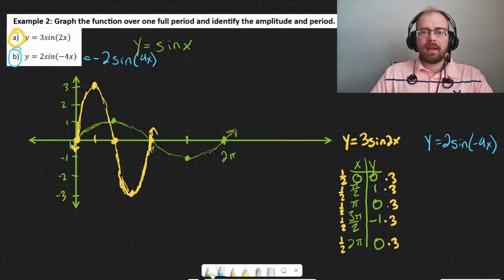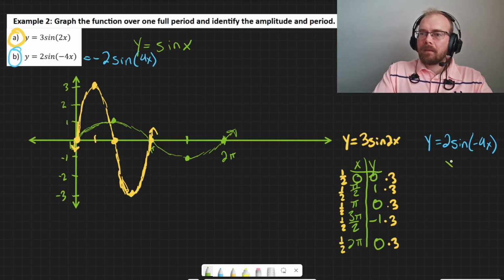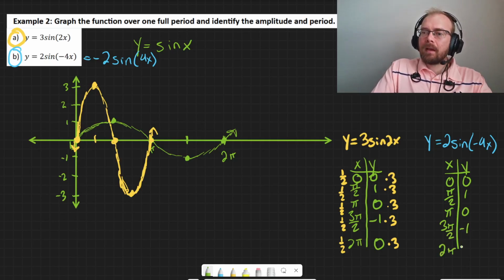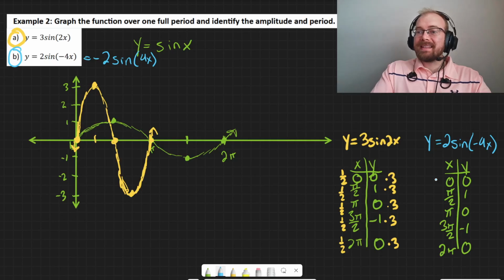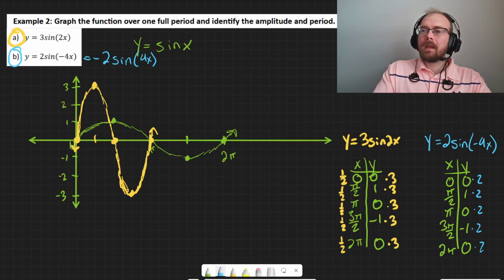But anyways, I'm going to go ahead and copy over the y values for sine, because I have sine as a parent function again. So pi halves, 1; pi, 0; 3 pi halves, -1; and 2 pi, 0. And then I'm going to do the exact same stuff all over again. So there's a 2. I'm going to times all my y's by 2. Times 2, times 2, times 2, times 2. And I'm going to times all of my x's by -1/4.